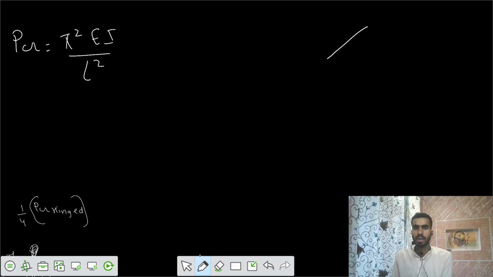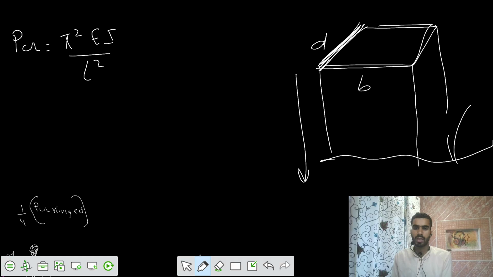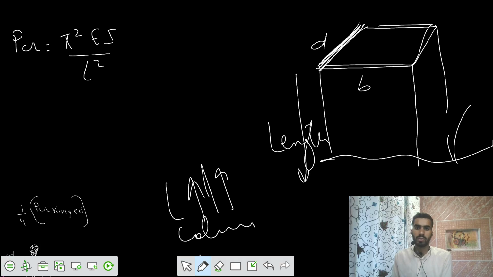Now the thing is that we have a section of the column. I would say there's some width, there's some depth. Actually, it's not depth, it's the other side of that section. Column depth is along the length. There is some length L, and length L is very large for columns. And we say there's some section which has lateral dimensions of D cross B.